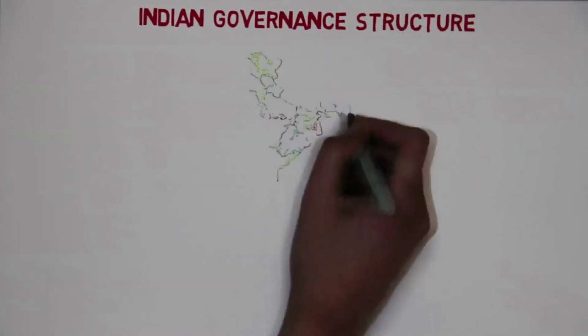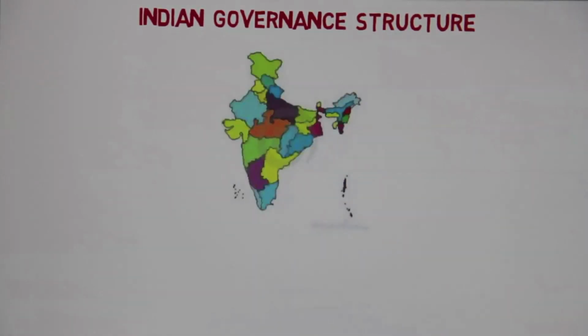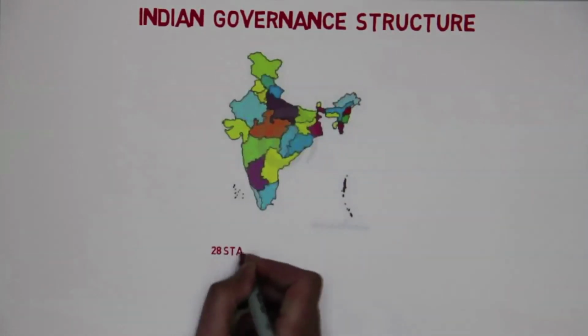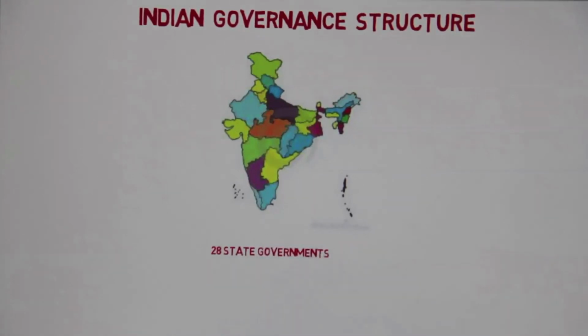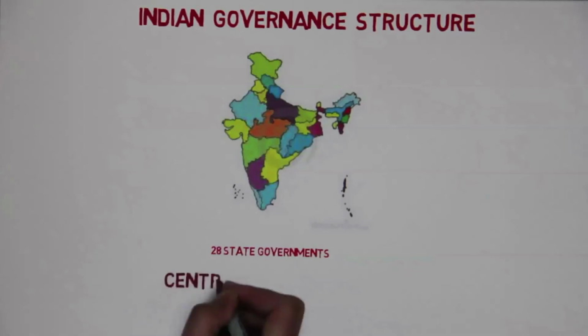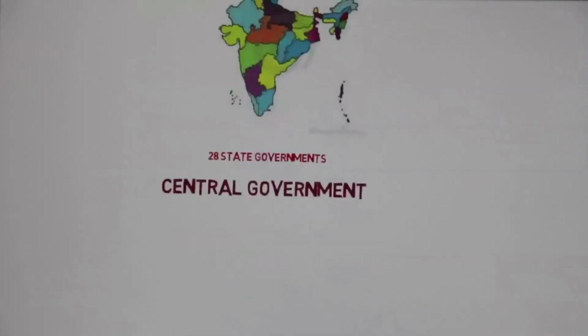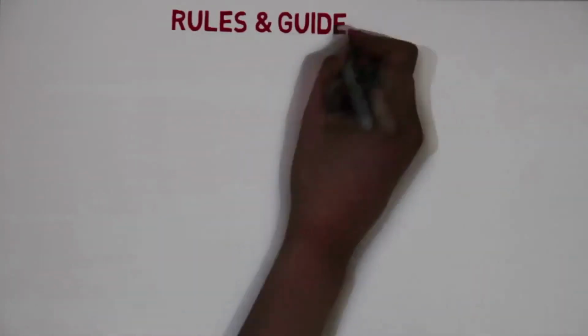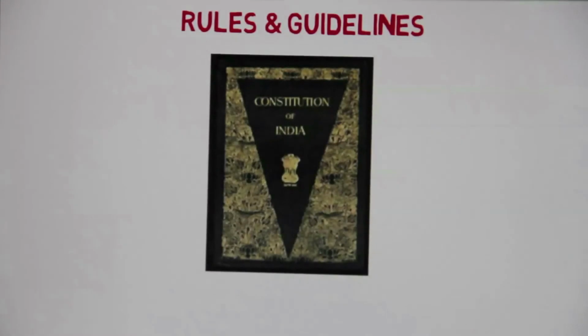India is the 7th largest country in the world in terms of area. Therefore, to manage such a big country, it has been divided into 28 states and 7 union territories. Therefore, there are 28 state governments and 1 central government. And this structure is governed by the rules and guidelines laid down in the Constitution of India.